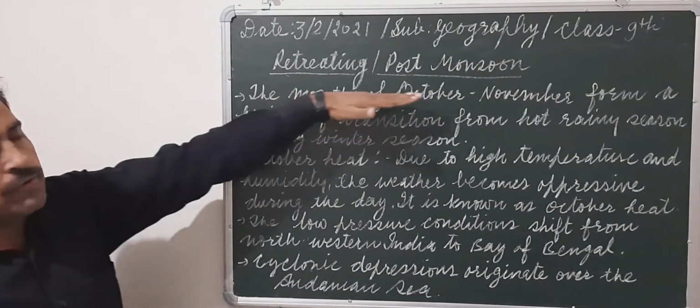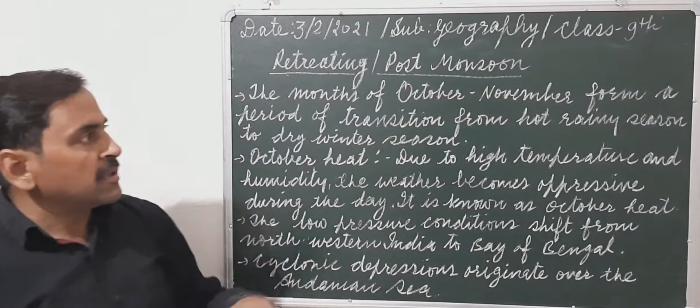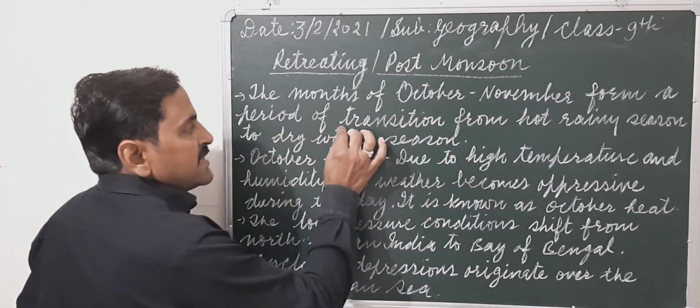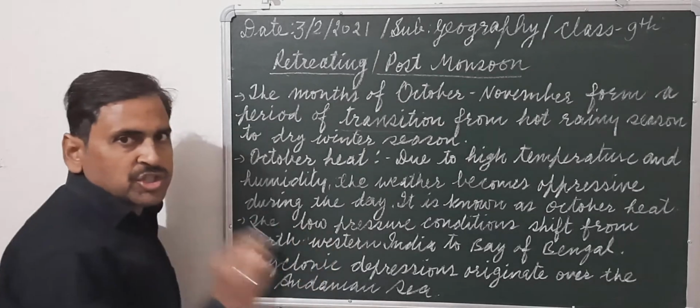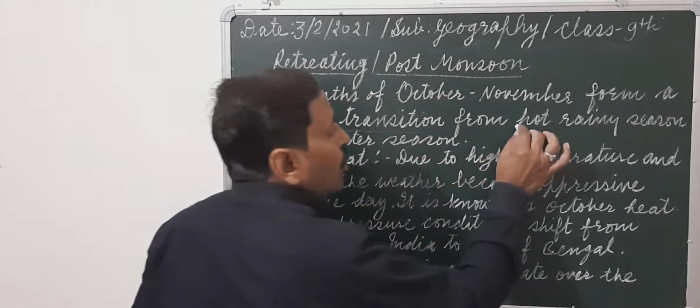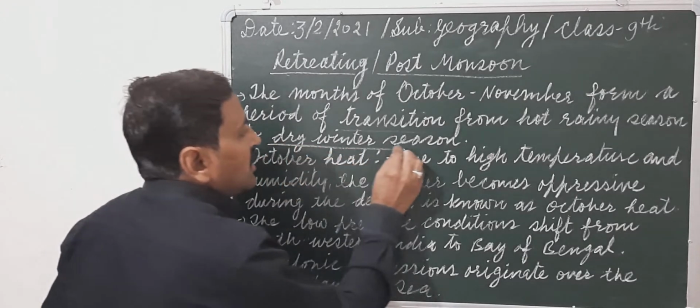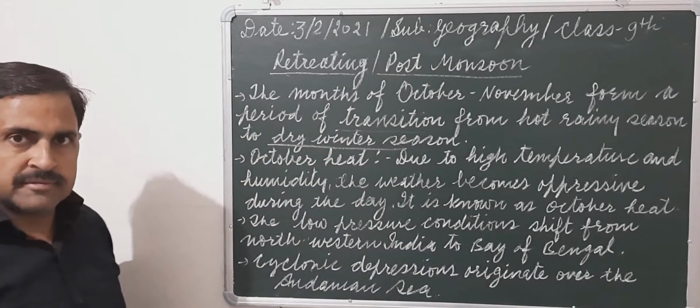Next, the retreating or post-monsoon season. The months of October and November form a period of transition. Transition means change from the hot rainy season to the dry winter season.